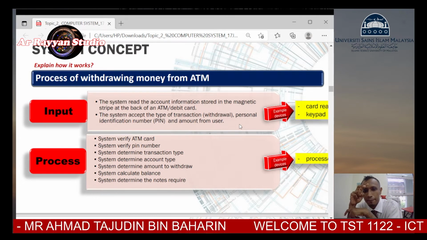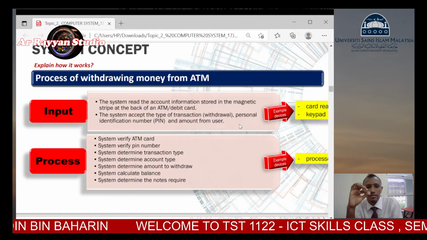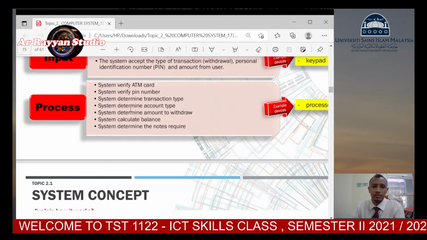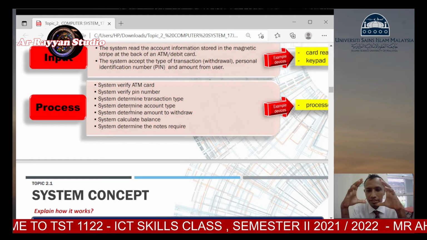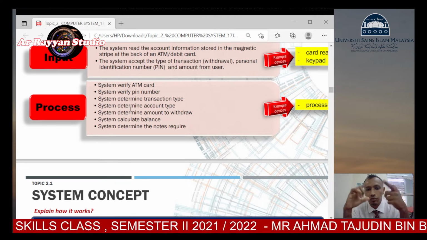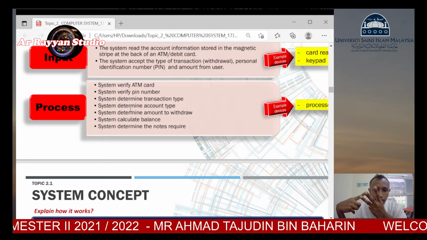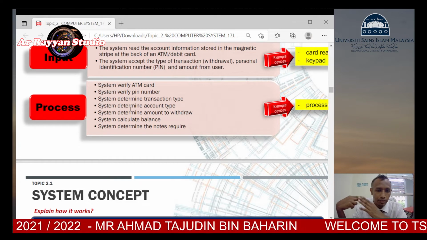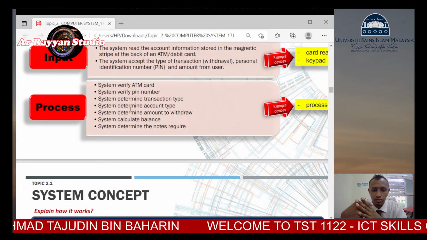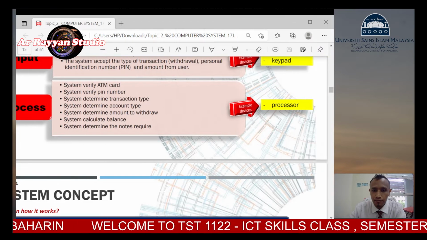Is it okay? Okay. So that one we call it as input process, right? So in the process side, okay, system. The process side means that inside the system lah, what the system will do. That's what the ATM system does. Okay, first one is verify ATM card, and then verify PIN number, determine transaction type, determine account type, determine amount to withdraw, calculate the balance, and determine the notes required. That one is all of the process side.